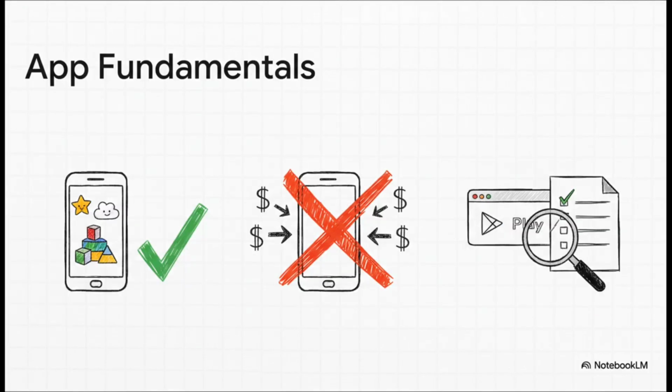Okay, first up, the basics. Your app needs to be more than just a wrapper for a website or a bunch of affiliate links. It has to provide real value, and obviously, the content needs to be appropriate for kids. And I know I sound like a broken record, but you have to be completely honest when you answer every single question in the Play console.